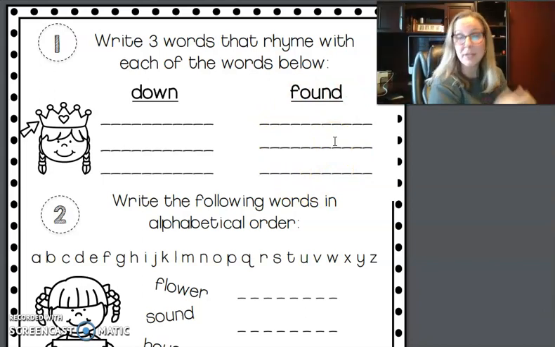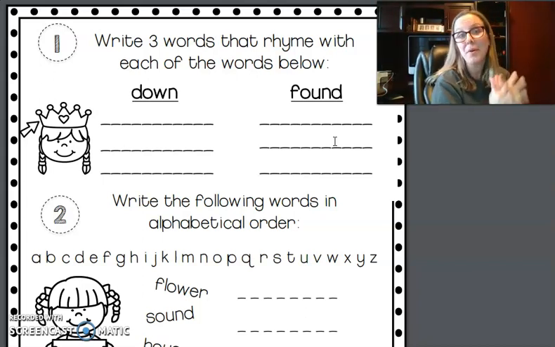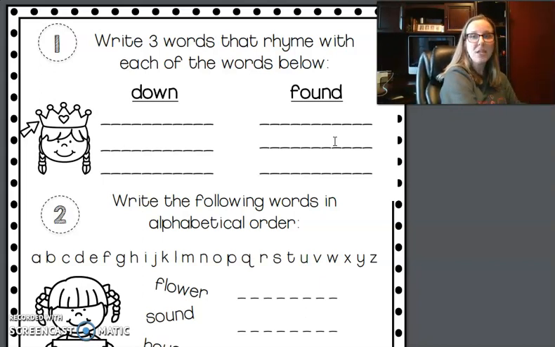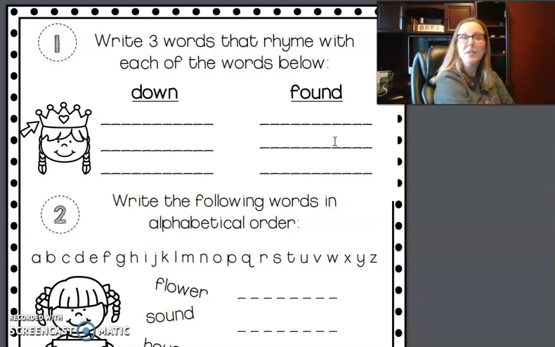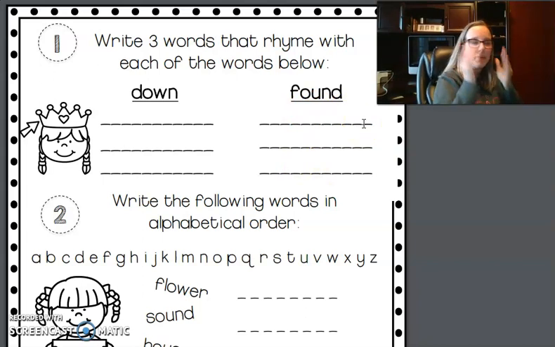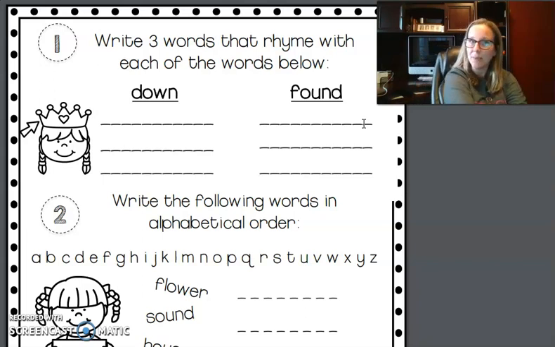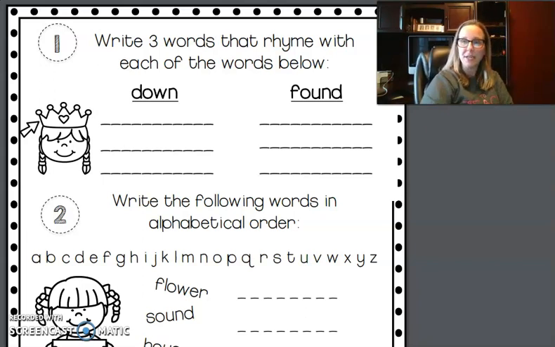If you want to pause the video and come back, you can do that, or if you're already done coming up with your 3 words that rhyme with down, we'll move on to found. So found uses the OU to make the diphthong ow, and we know that it has to end with the O-U-N-D, so ound. So if this were my paper, on all 3 of these lines, I would write that O-U-N-D, and then I would go through the ABCs and come up with the initial sounds. For example, sound rhymes with found. So go ahead and come up with 3 words that rhyme with found, and if you want to pause to work on that, you may. And when you are finished, we'll move down to number 2.